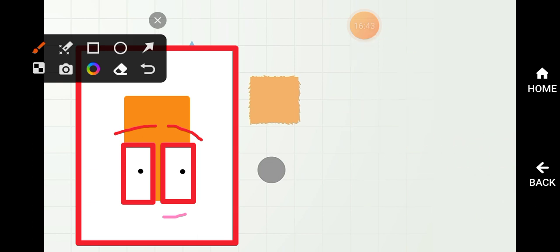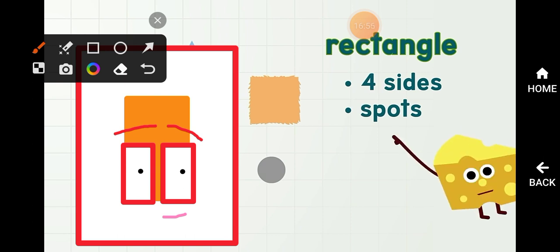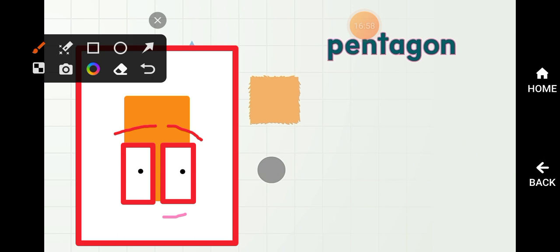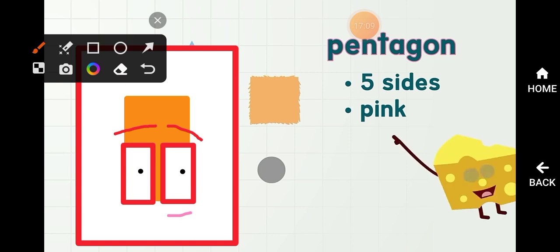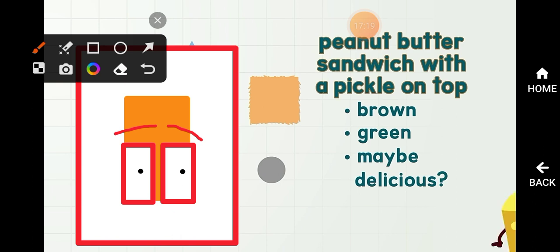Attributes. Rectangle has 4 sides. 1, 2, 3, 4. But the sides are not all the same length. And rectangle has spots. Attributes. Pentagon has 5. Wow! 5 sides! 1, 2, 3, 4, 5. And is pink. Attributes. And peanut butter sandwich with a pickle on top, well, is brown and green and maybe delicious.